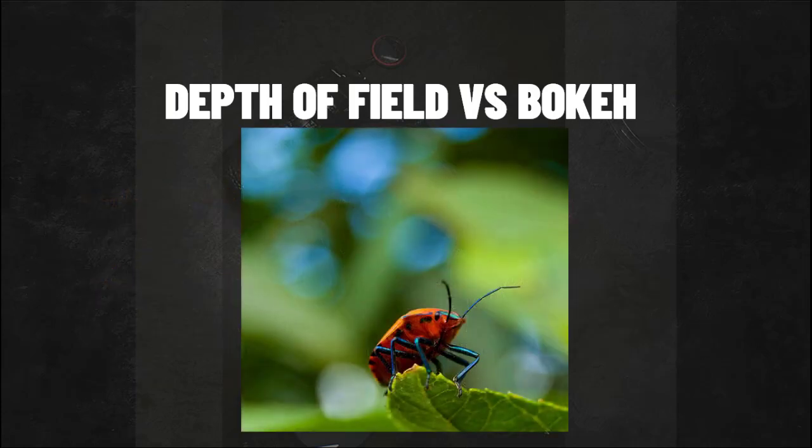Okay, now this is an image that has depth of field. We have the subject, which is this insect, and you can see it is in focus, and you can see the background is blurred. Now this explains depth of field.